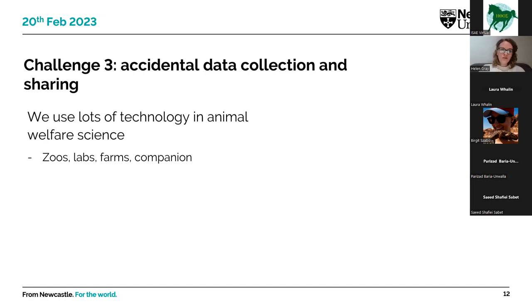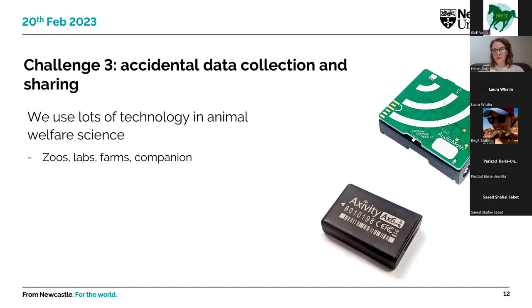So in animal welfare science, we've used a lot of technology, and this is only increasing. This is applicable across the different sectors: zoo, lab, farm, and companion animals. This is just an example of a couple of different bits of kit that we use in the Asher Behaviour Lab. So on the bottom, we have accelerometers to measure animal movement. And on the top, AudioMoths. So these record vocalizations. I'm using them to record chick vocalizations at the minute.